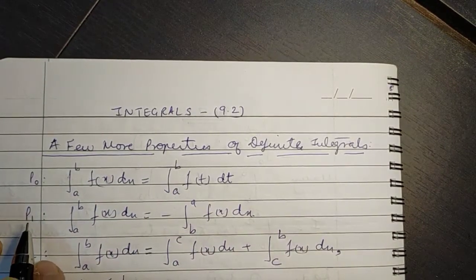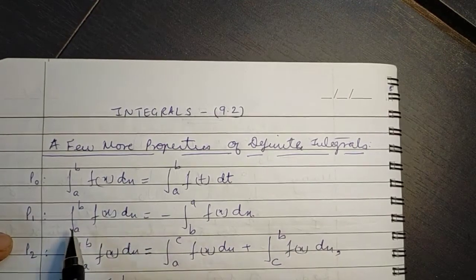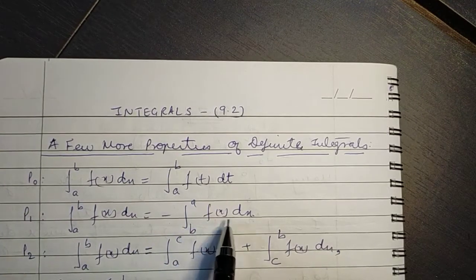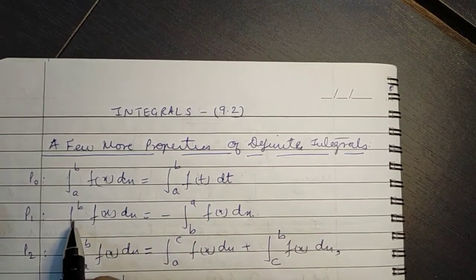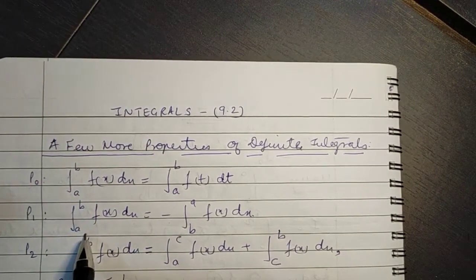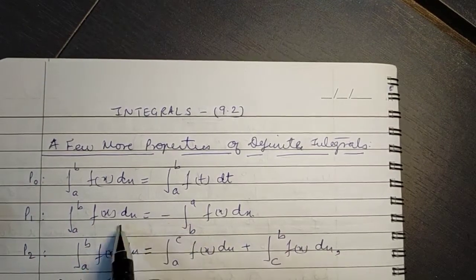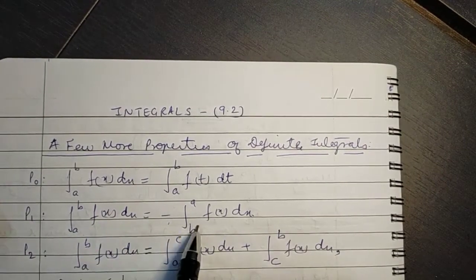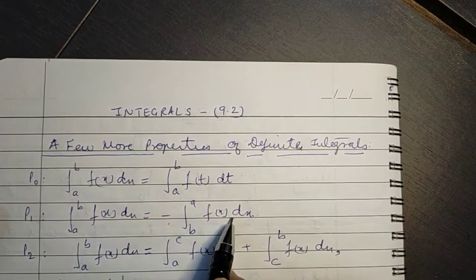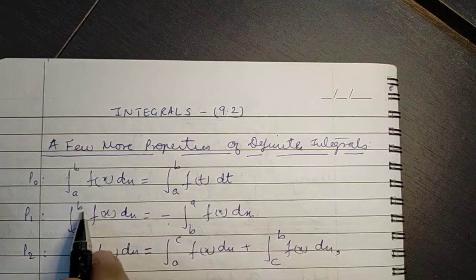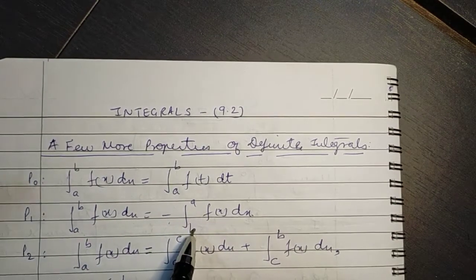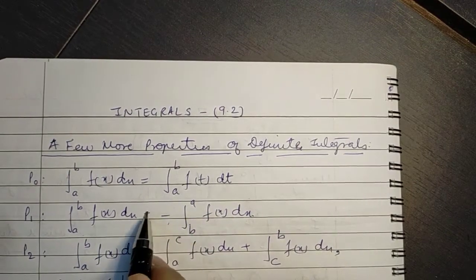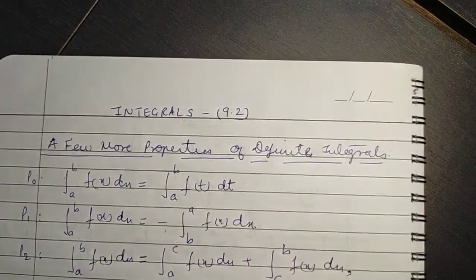The second property, that is P1, is that the integral from a to b f(x) dx is equal to minus the integral from b to a f(x) dx. That is, if we swap the limits of integration, then the value of the integral becomes the negative of the original value. Here the function is the same and the variable of integration is also the same. The only difference is the position of the limits. The upper limit has become the lower and the lower has become the upper, and the value of the integral has become the negative of the original value.